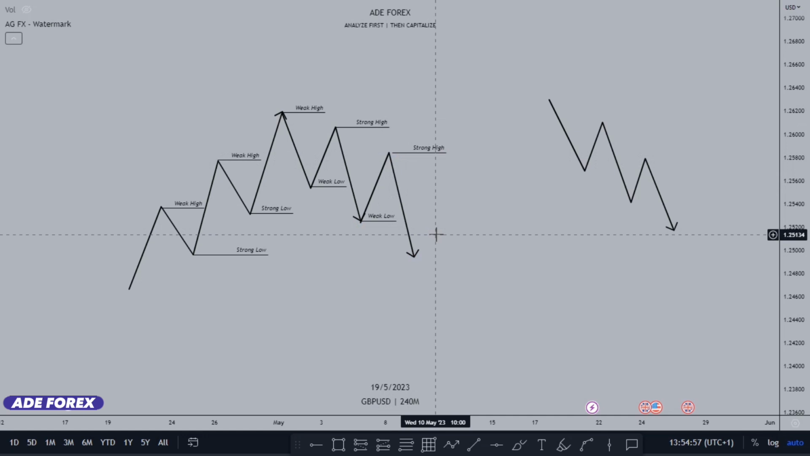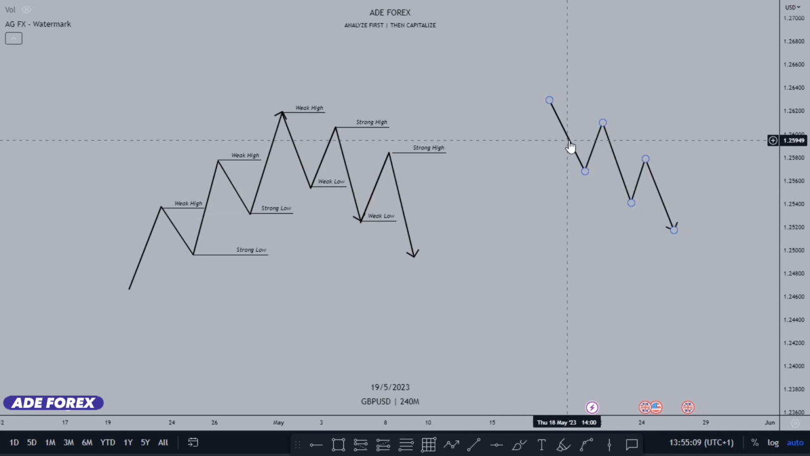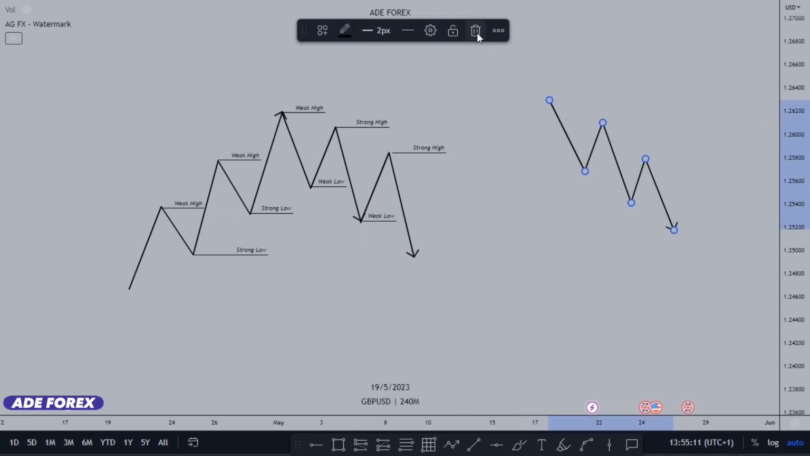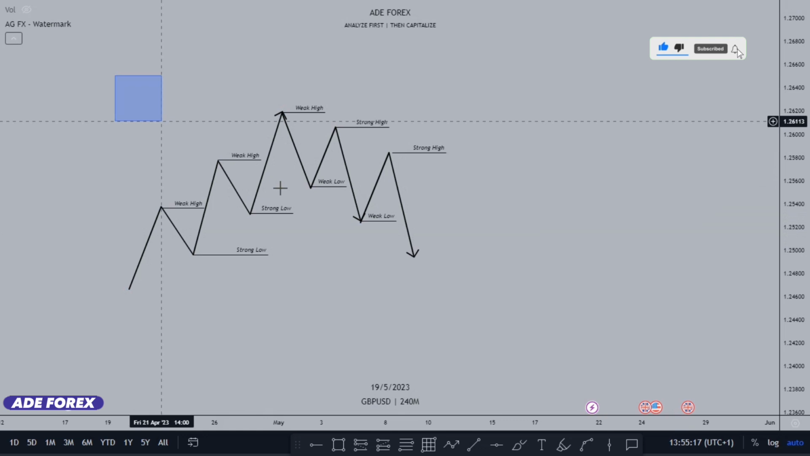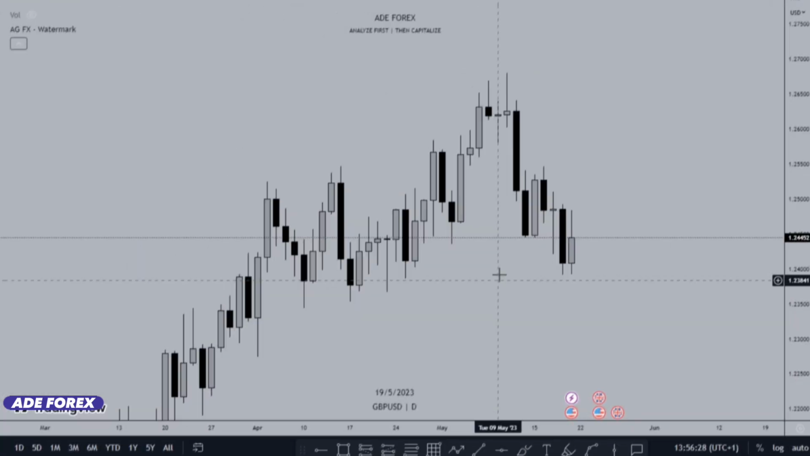So that's basically trend identification. That's the simple thing we are talking about today in this video. So let's actually go to the chart and look at some real life scenarios. Let's actually go to the chart. Let me just delete all of that.